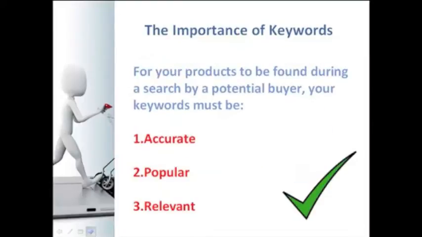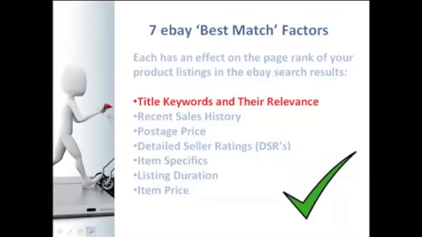So for your products to be found during a search by a potential buyer, there's three things that you need to make sure your keywords are. They must be, firstly, accurate, they must be popular, and they also must be relevant to the product you're selling. So accurate, popular, and relevant. You need to remember those three things when you're actually inserting your keywords into your title for your product.